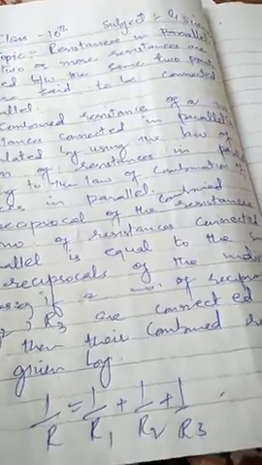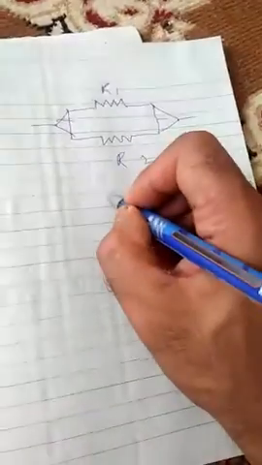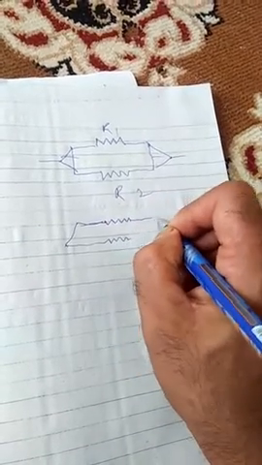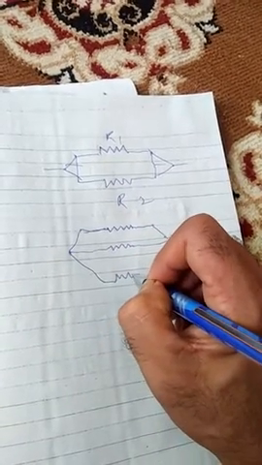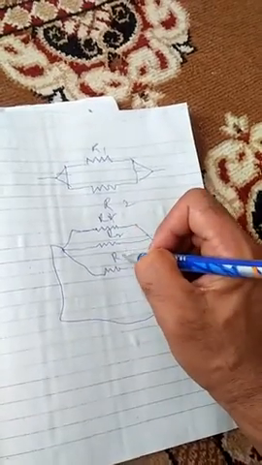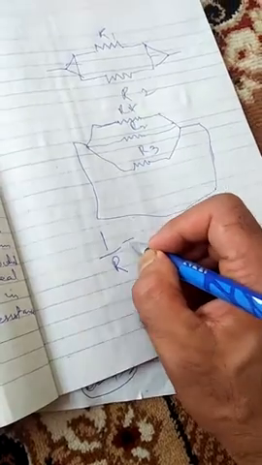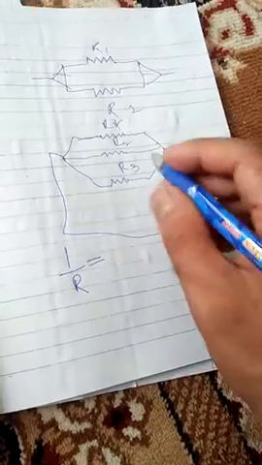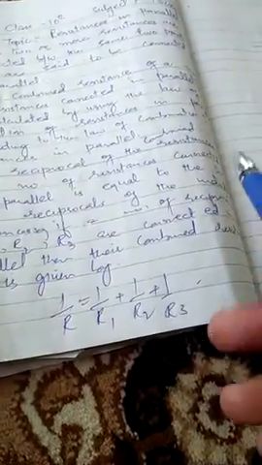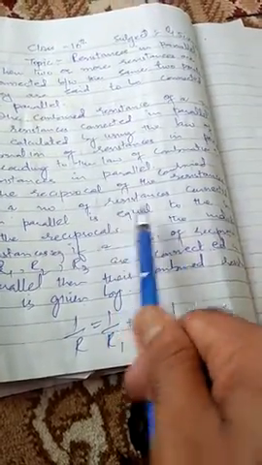For example, if we have three resistances R1, R2 and R3 connected in parallel combination, then the reciprocal of the combined resistance is equal to the sum of the reciprocals of the individual resistances.